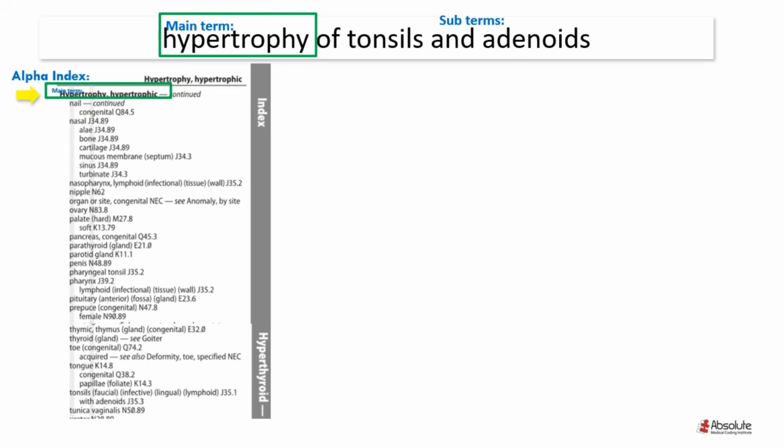All right, so we found hypertrophy in the alpha index. Next, we are going to scroll down to our subterms, and we're going to stop right at tonsils. But we're not going to code that because we have tonsils and adenoids, right? So if we look just a little bit lower, you'll see adenoids, tonsils with adenoids.